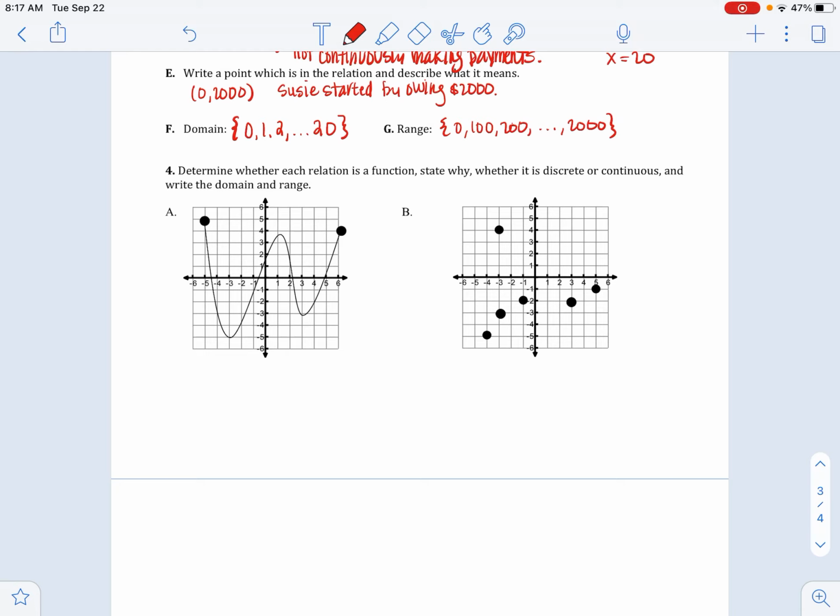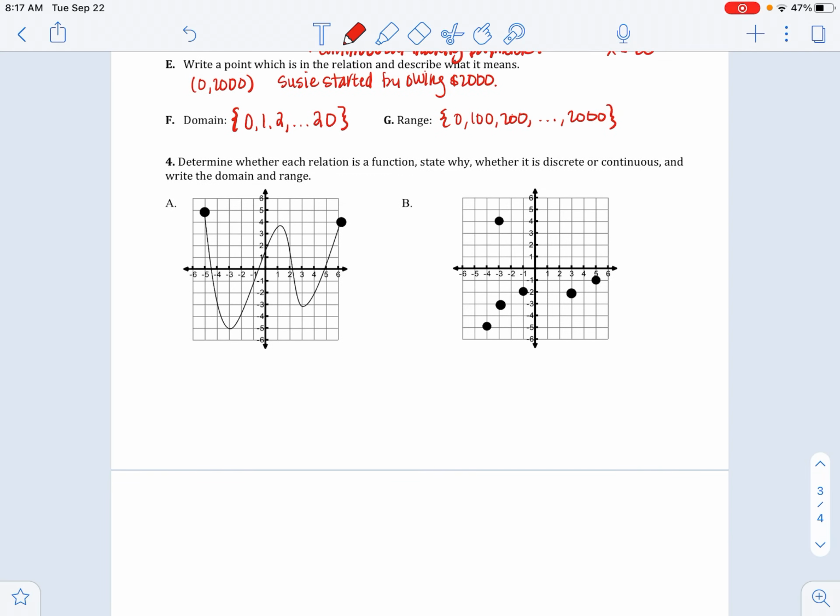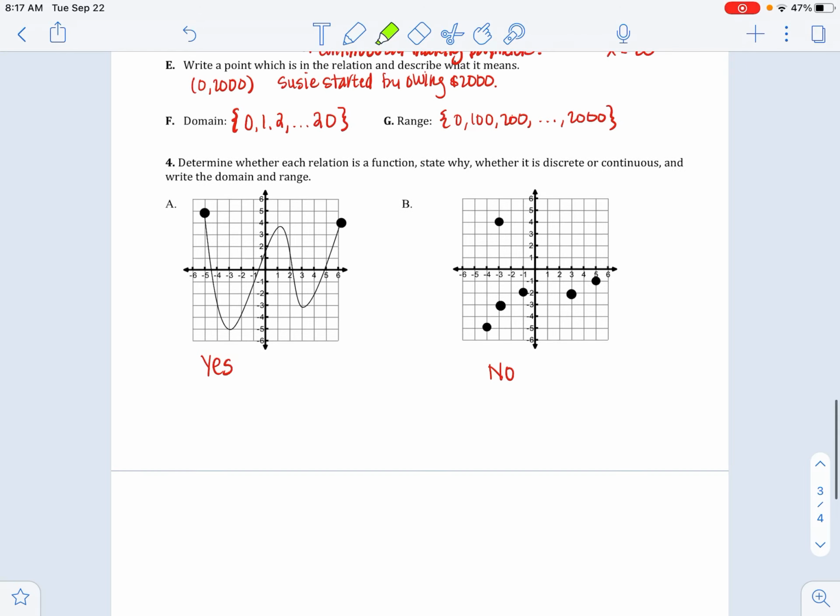Okay, last but not least, determine whether each relation is a function. State why. Tell whether it's discrete or continuous. And write the domain and range. Okay, so I'm going to go through each one. Determine whether each relation is a function. So is A a function? Yes, it is. Is B a function? No, it is not. All right, so I just did that. So determine whether the relation is a function. That's this.